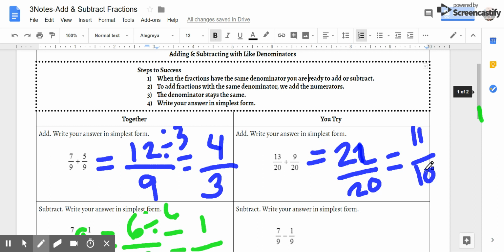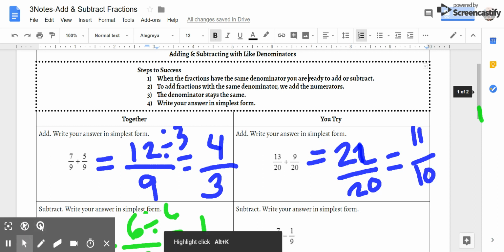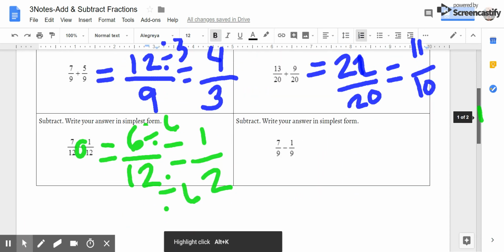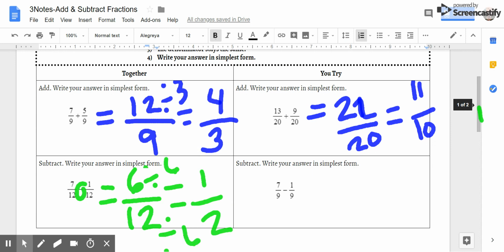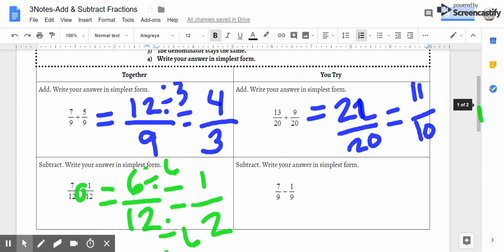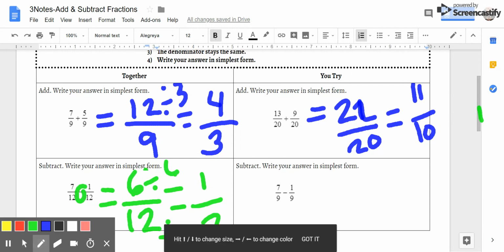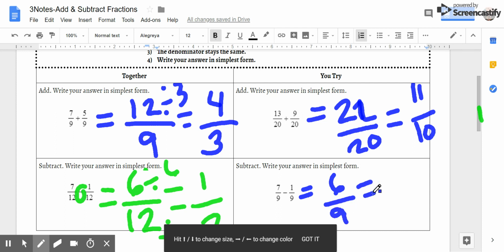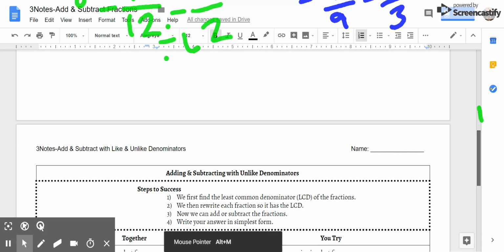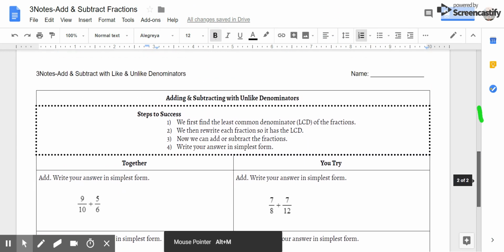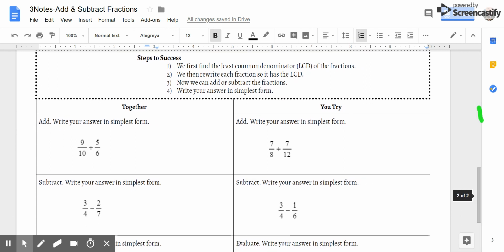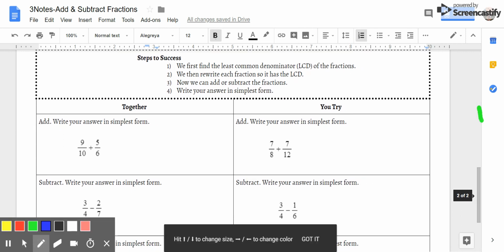Okay, the answer to the first problem is 13 plus 9 is 22. So that simplifies to 11/10. And the second try problem, the answer is 2/3. All right, let's move on to ones where we have to first get like denominators.